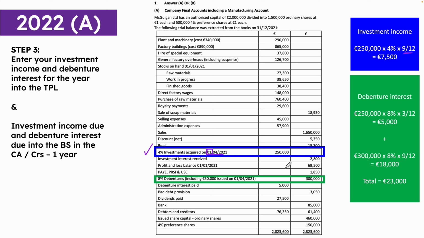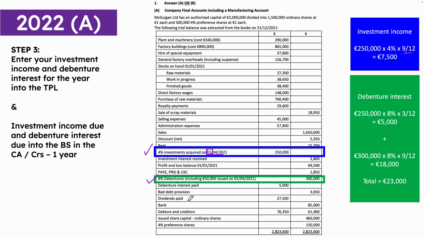So 250 multiplied by 4% multiplied by 9 over 12. That is €7,500. That is what we are due to get for this current year, 2021. Bearing in mind, we only got them for 3/4 of the year, not the whole year.